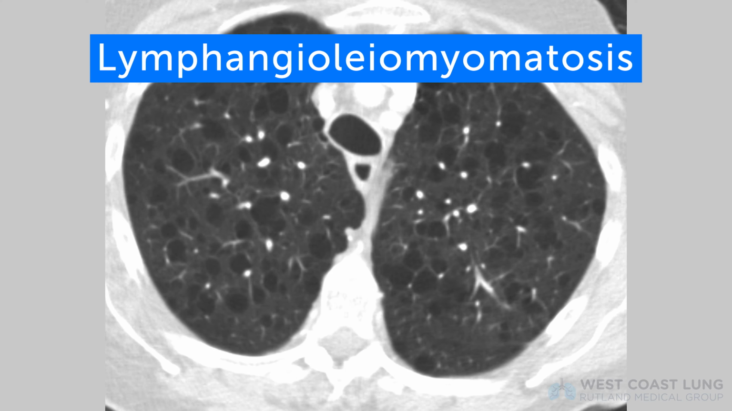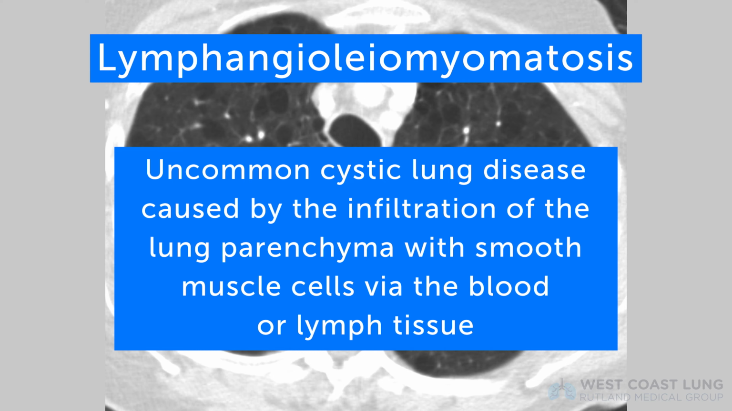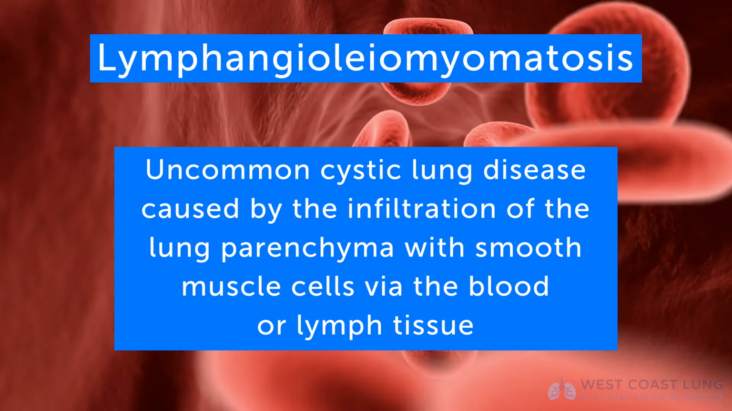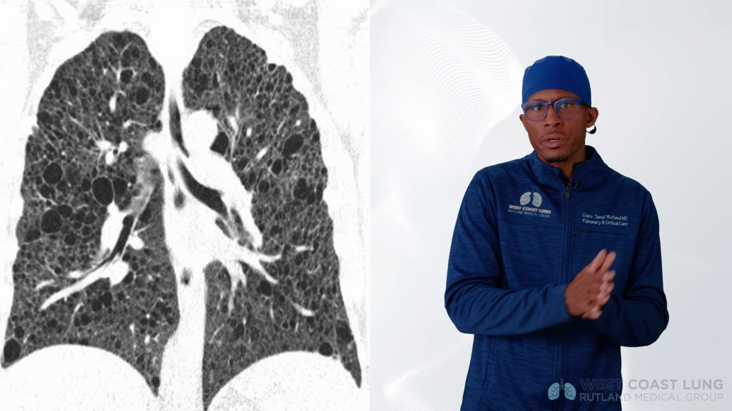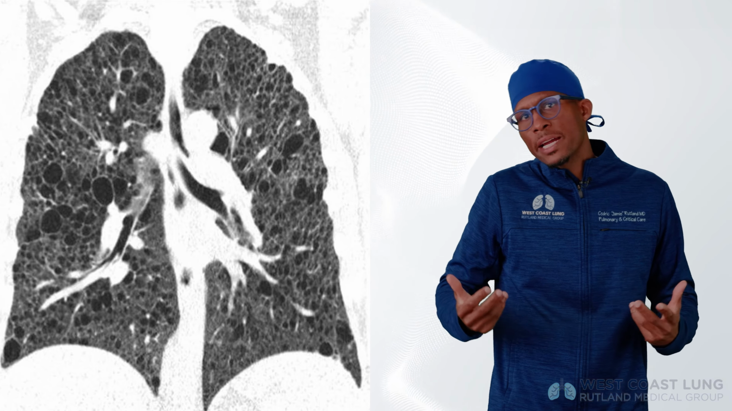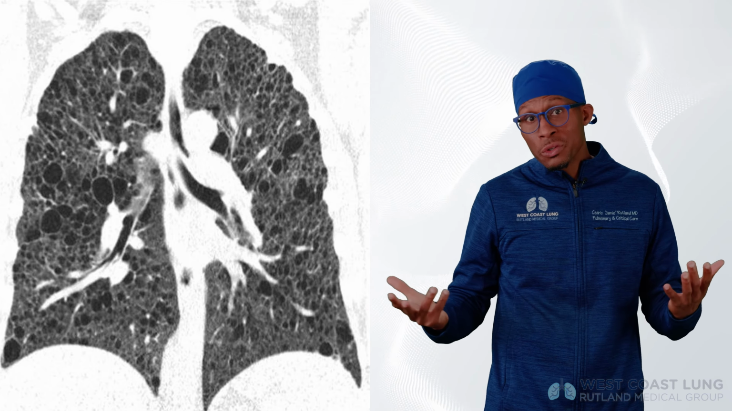I'm going to talk about one neoplastic etiology. We're going to talk about a condition called Lymphangiomyomatosis, or LAM. LAM is an uncommon cystic lung disease caused by the infiltration of the lung parenchyma with smooth muscle cells via the blood or lymph tissue. It causes bilateral thin-walled cysts, typically in reproductive age females. A lot of these patients are going to have a condition called tuberous sclerosis. The average age of diagnosis is about 35 years old.